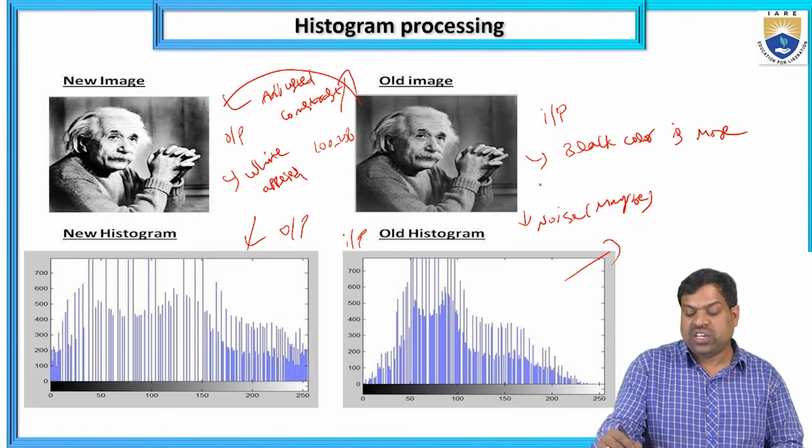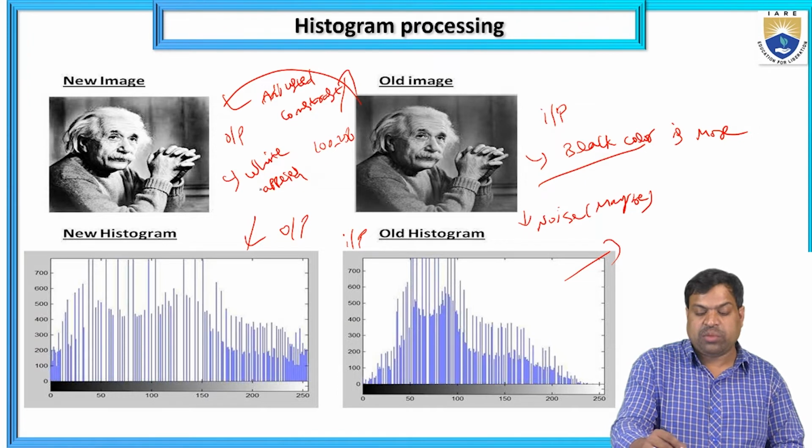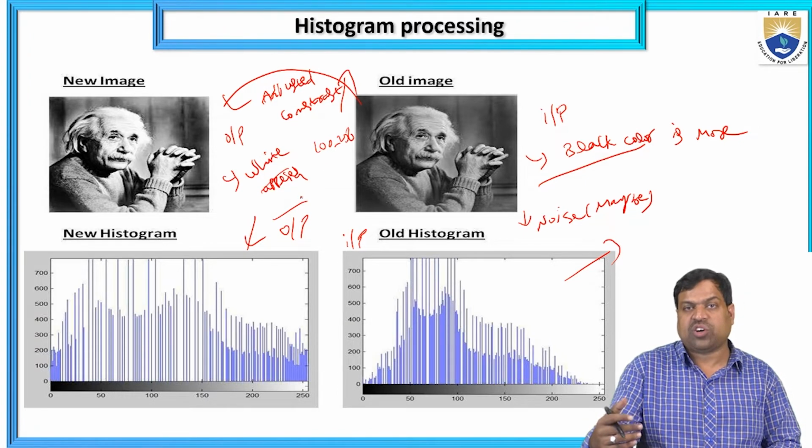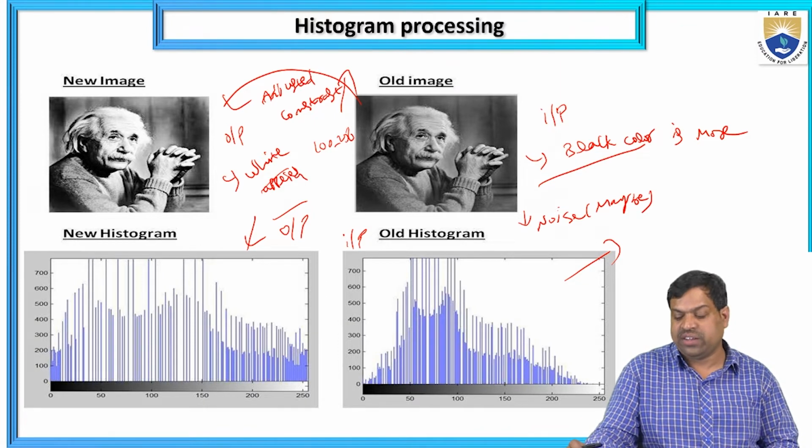Here I adjusted. Here black color is dominating. Here I reduced the black, which means the white color is applied. When I reduce the black, it automatically improves the white.